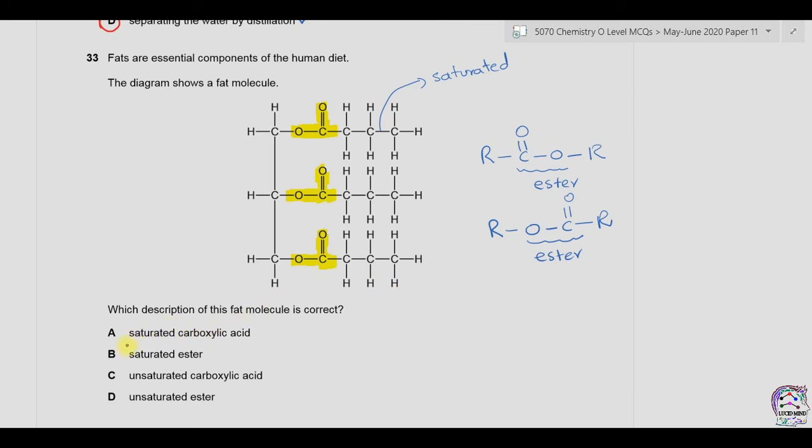Moving towards the options, A is saturated carboxylic acid. Now it is a saturated compound, but it is not carboxylic acid, it is ester. B says saturated ester, so this is correct. C is unsaturated carboxylic acid, so both are incorrect. D is unsaturated ester, so only the ester part is correct. So option B is the correct answer.